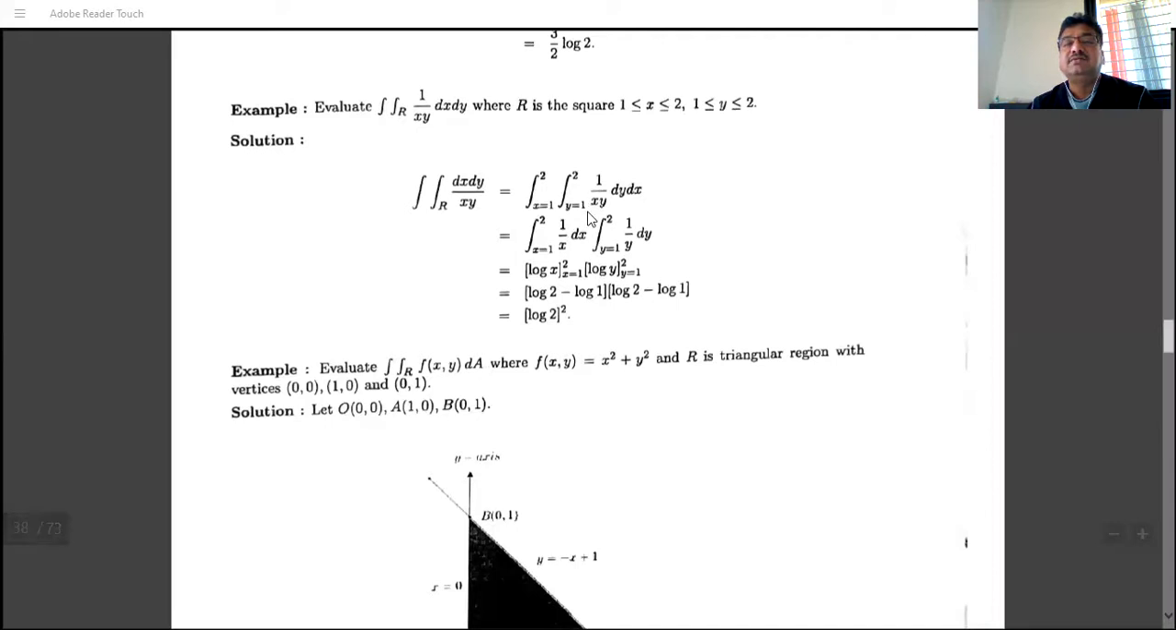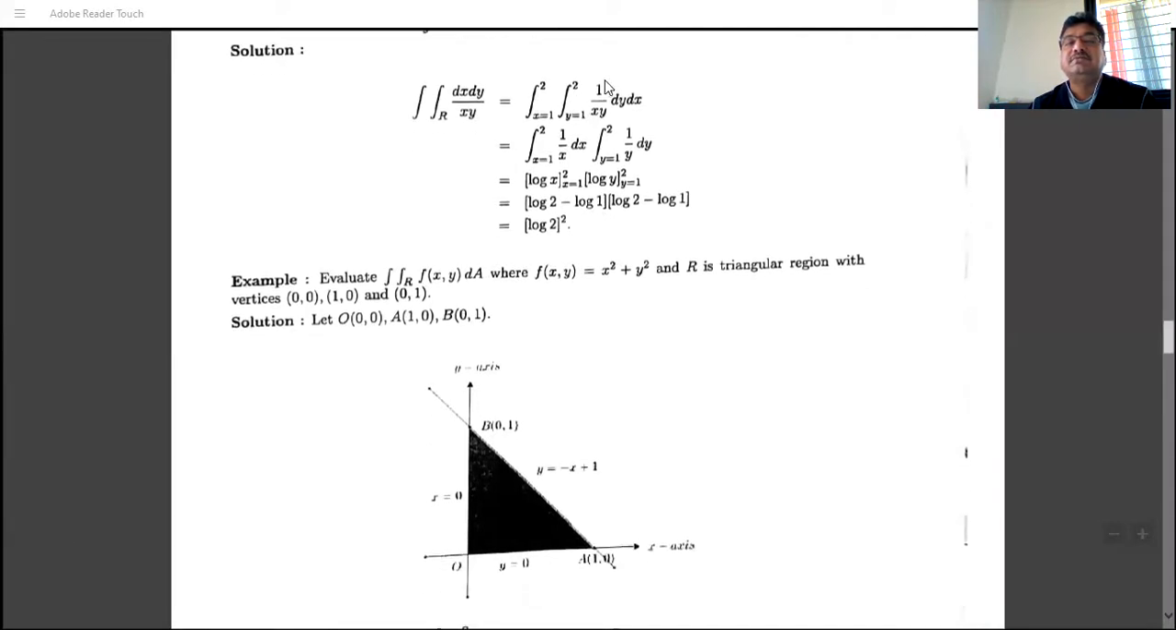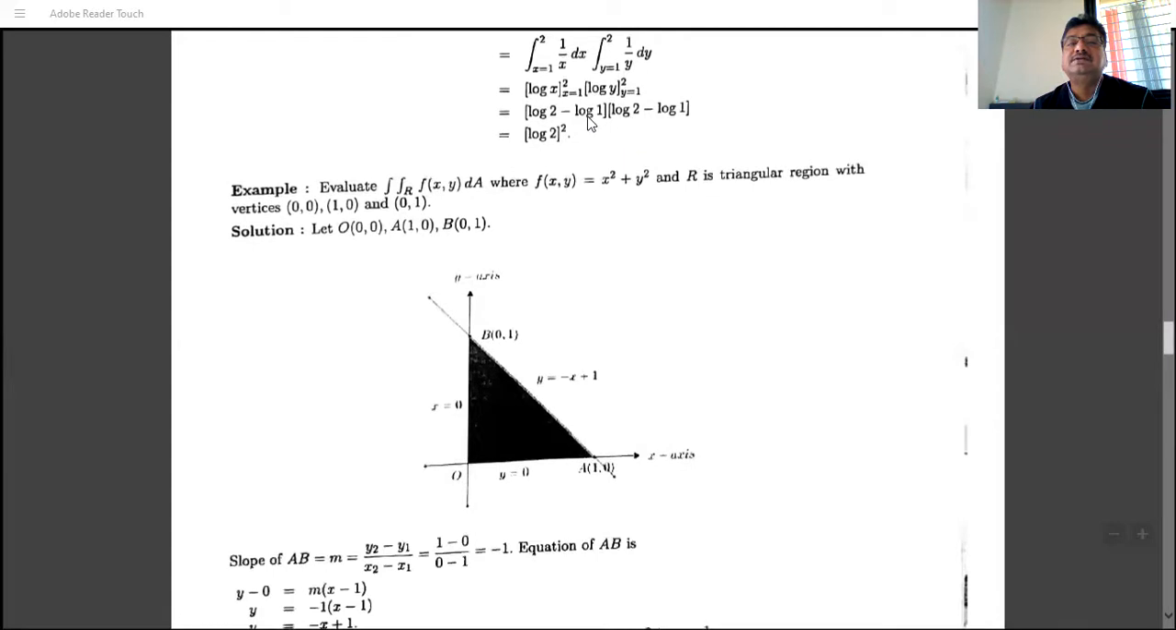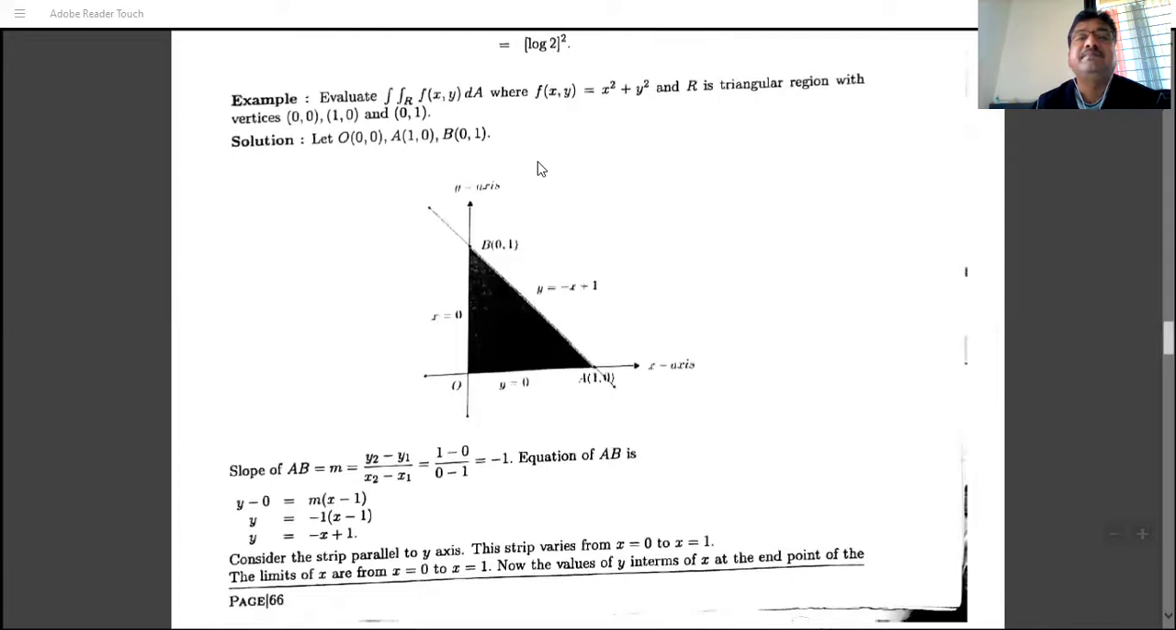Integrate one by one with respect to x and with respect to y. Suppose with respect to y, then 1 by y gives log y, upper limit minus lower limit, and that is a constant. Log 2 minus log 1 is a constant, and the integration of 1 by x is log x, log 2 minus log 1. And so we have the answer; log 1 is 0. Therefore, log 2 into log 2 is (log 2) squared.